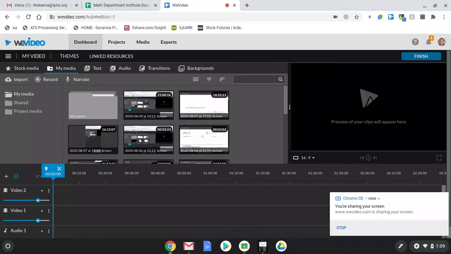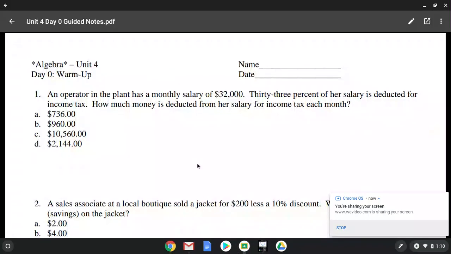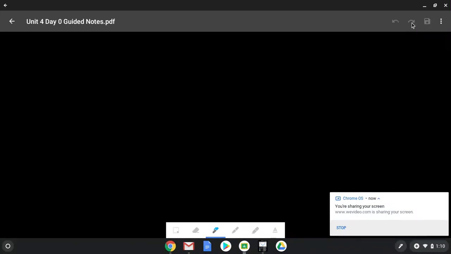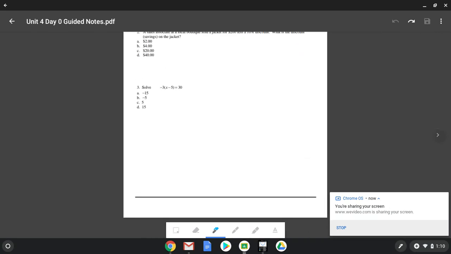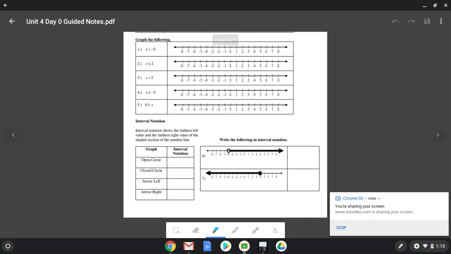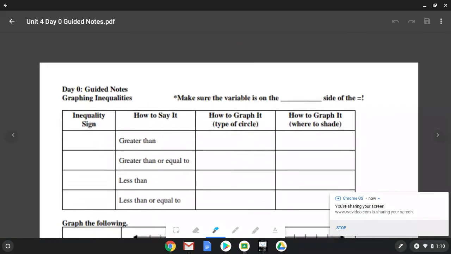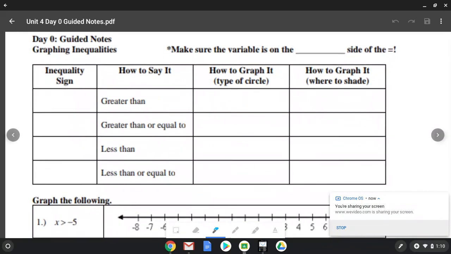All right, we're back. This is Unit 4 now. We're getting through them. We got through Unit 2, Unit 3, and now we're on Unit 4. We're going to be talking about inequalities. Those are the greater than or less than signs. So instead of equal signs, we have inequality signs this whole unit. So we're going to go through these notes. We're on day 0 to start.